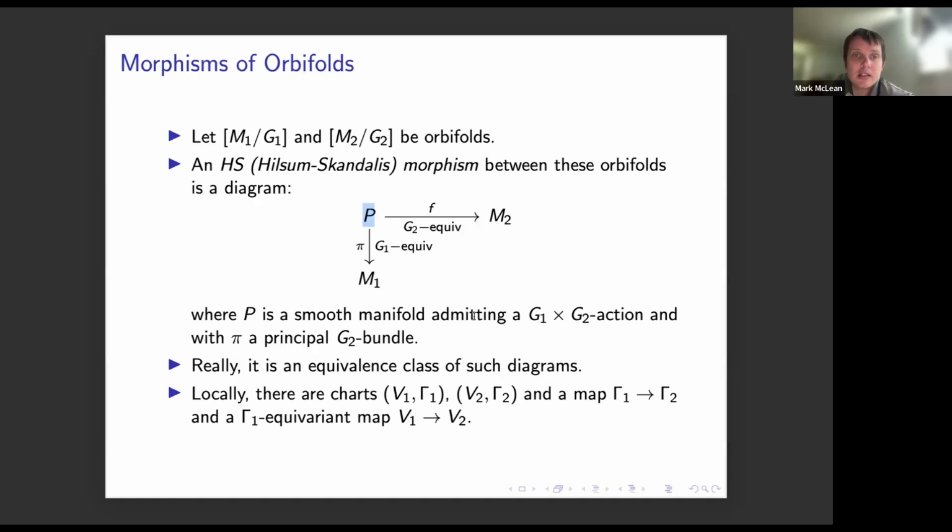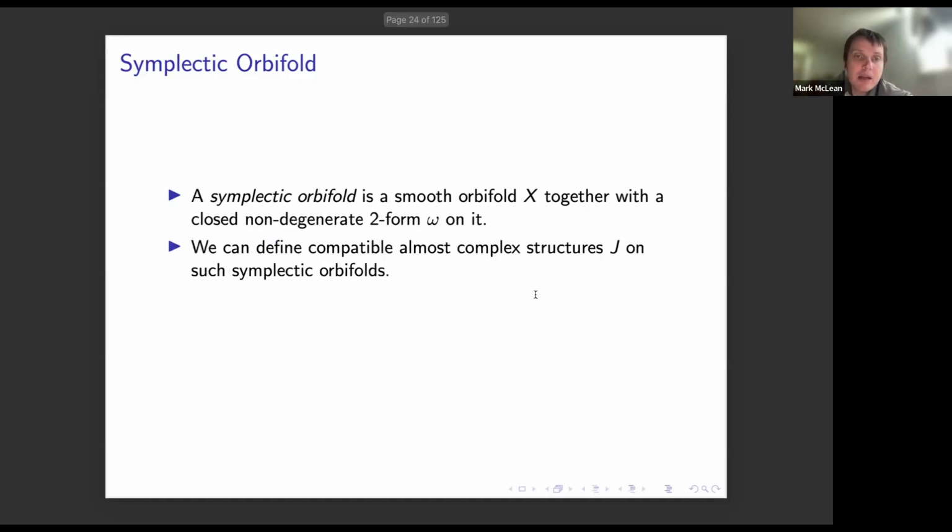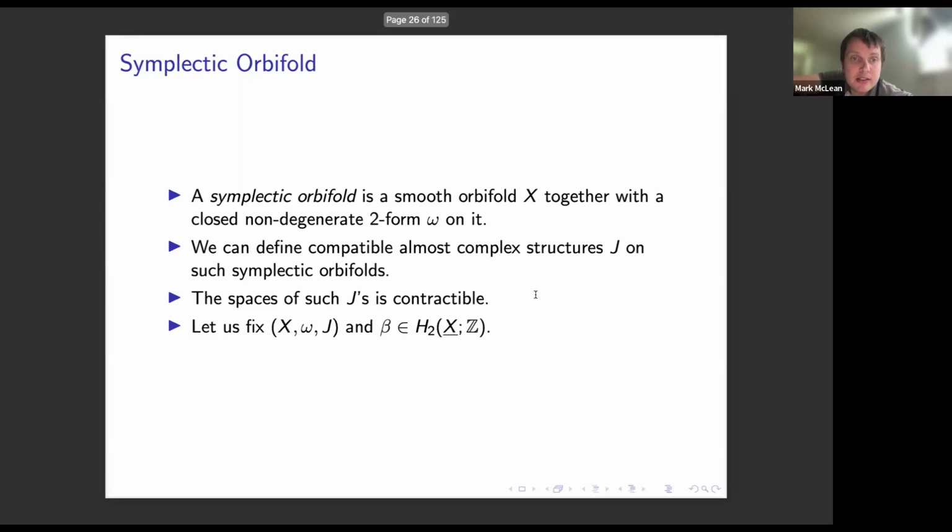So these are the objects we'll be interested in, and so we're looking at symplectic orbifolds. So a smooth orbifold together with a closed non-degenerate 2 form. You could think of this 2 form as follows: if X is a quotient M mod G, where G is a Lie group acting semi-freely, then omega is a closed 2 form on M, so that when you restrict it to each slice chart, it's non-degenerate. And we can define compatible almost complex structures on these symplectic orbifolds. And they're contractible, so the usual things like this hold.